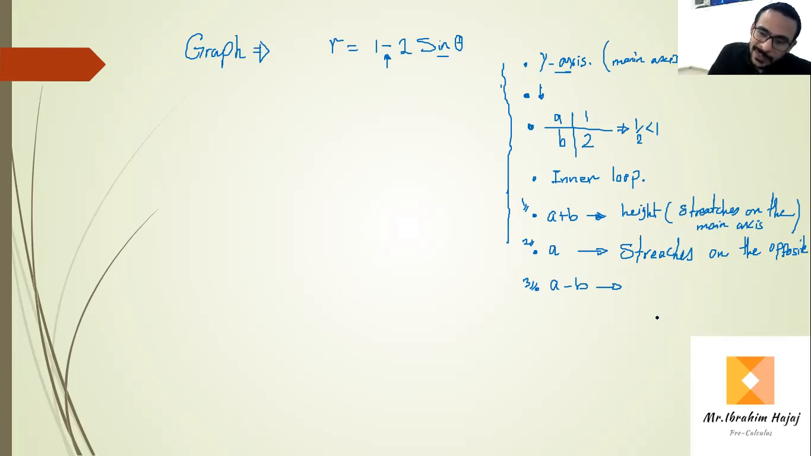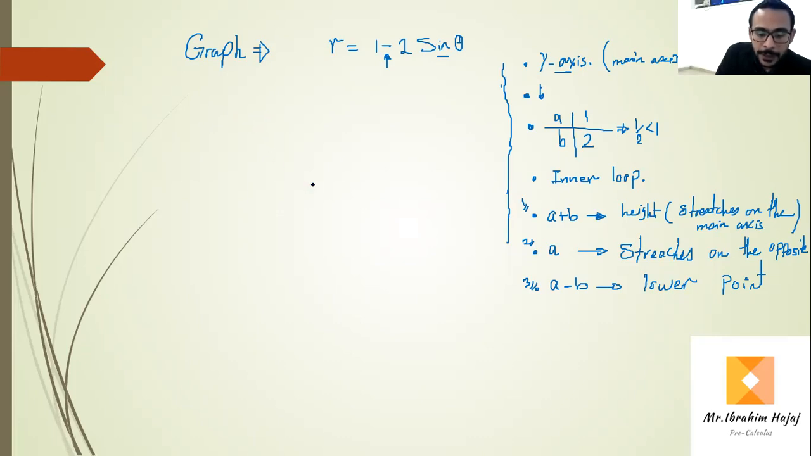A minus B gives the lower point, meaning how far the loop goes inside the circle. Lower point or higher point depends on the shape of the graph. Let's graph it, guys.